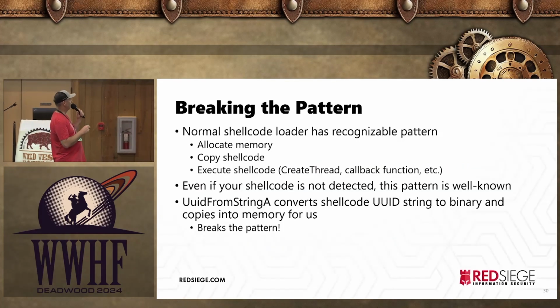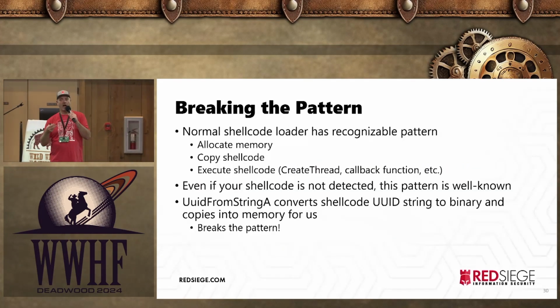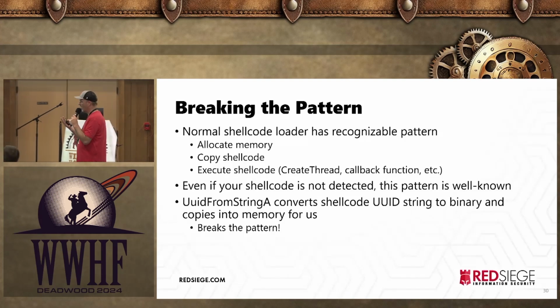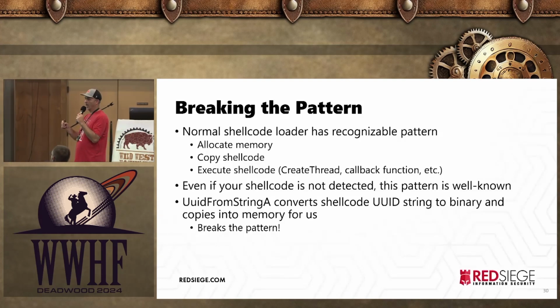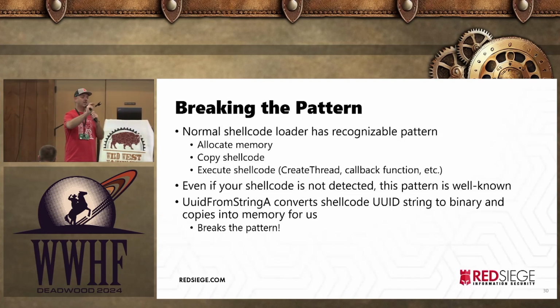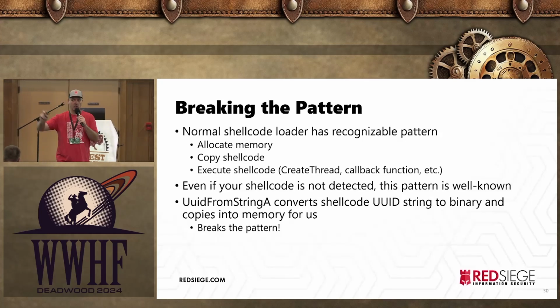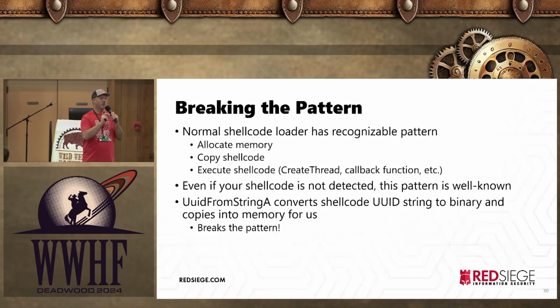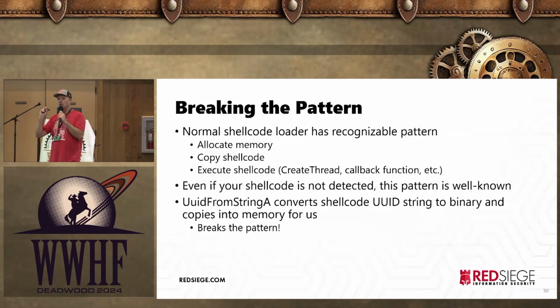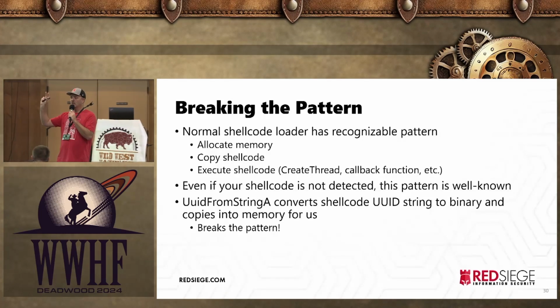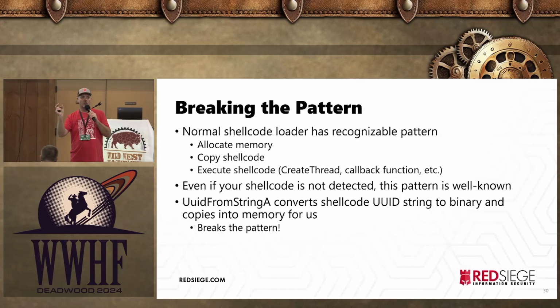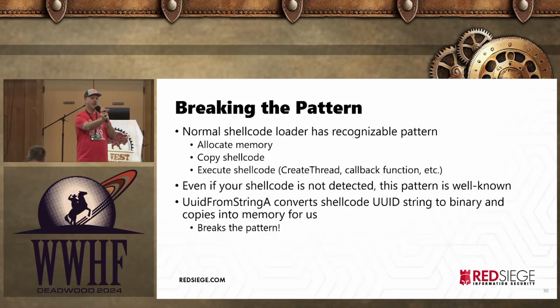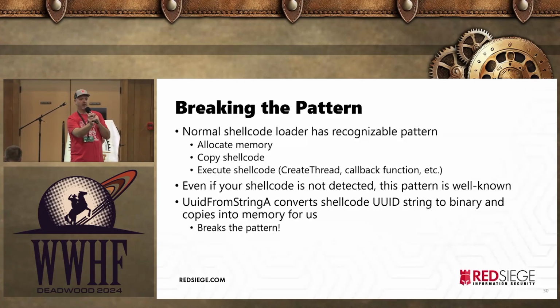There is an API called UuidFromStringA. What it does is it takes a string UUID and converts it into binary. The reason Lazarus Group used this is because UuidFromStringA takes a string UUID, converts it into binary, and copies it into a memory location that you specify.